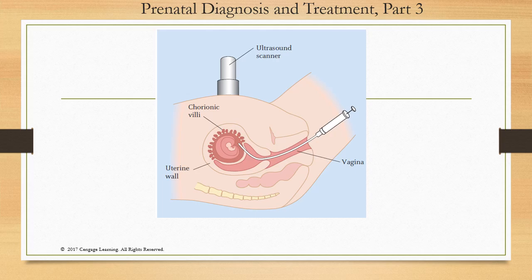This figure shows an example of CVS testing, chorionic villus sampling. It is obtained from part of the placenta. You can see they insert a tube into the vagina, and using an ultrasound scanner to correctly locate the placenta, they can take a sample of genetic material to evaluate. It can be used earlier in the pregnancy compared to amniocentesis, within 9 to 12 weeks after conception, and results can occur in 7 to 10 days following CVS.